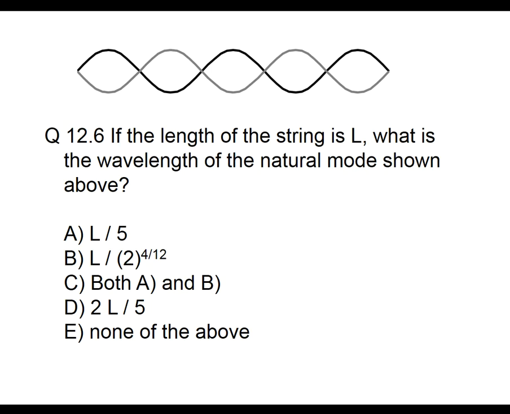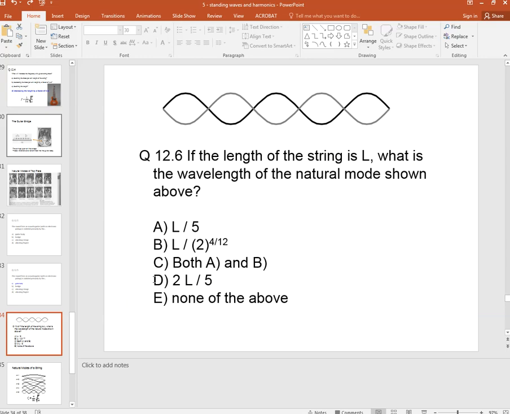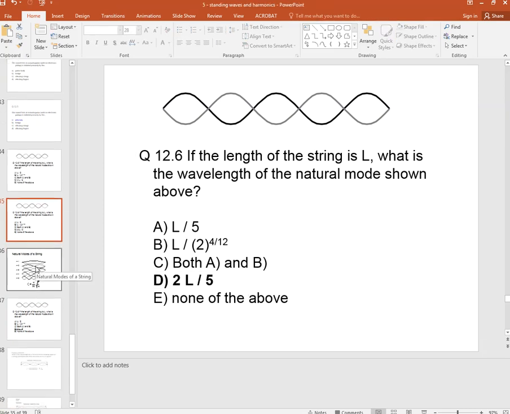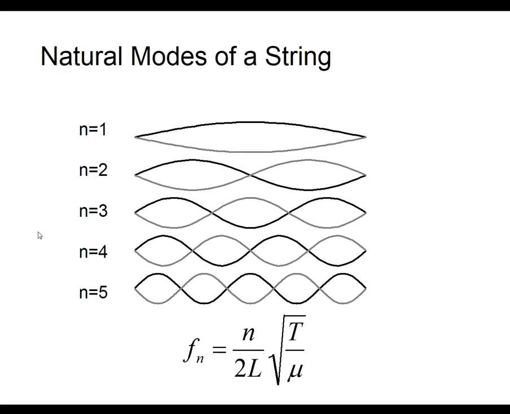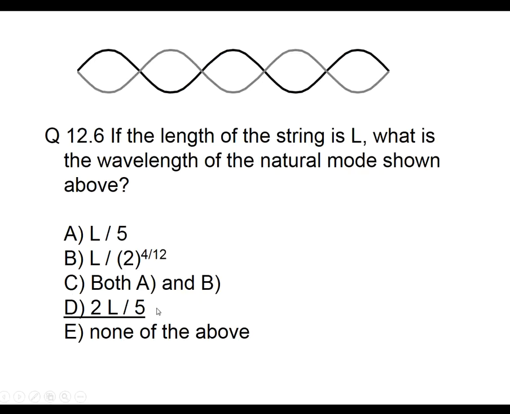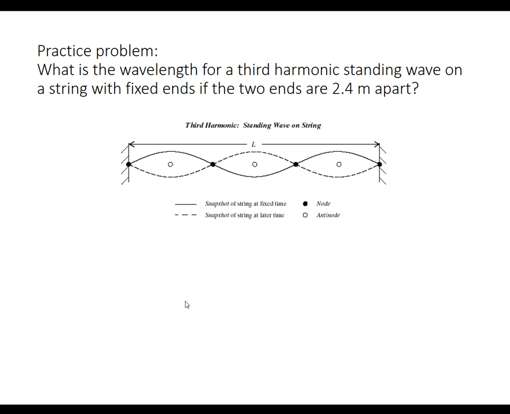Indeed, we see that the answer is in fact D. Okay, I had it just after that slide. So the natural modes here, you can again see that n equals 5 has 5 half wavelengths that fit in, and so therefore you can figure out that the wavelength is 2/5 L.